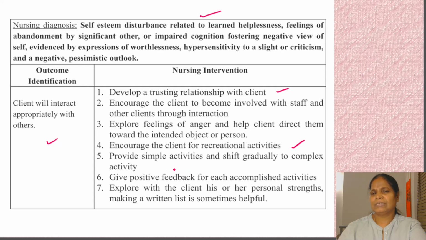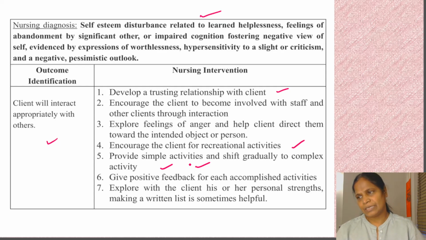Recreational activities: provide simple activities. Do not involve them in competitive activities. Simple activities where they can achieve or gain some success or divert themselves, diversional therapies. And each time when they accomplish small tasks, provide positive reinforcement or positive feedback. Sit with the client on a one-to-one basis and explore their personal strengths and weaknesses. Ask them to write their strengths and how to come out of the weaknesses. Let them list, and you have to sort it out with the person.